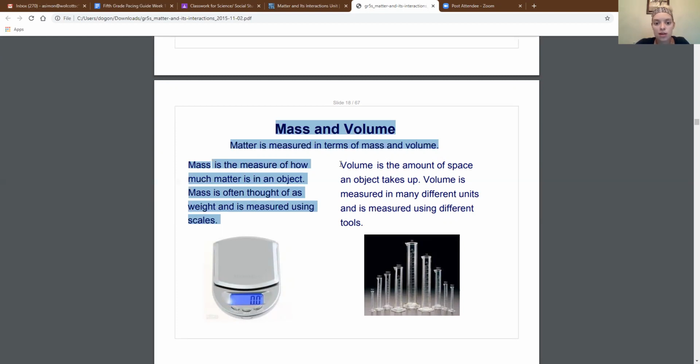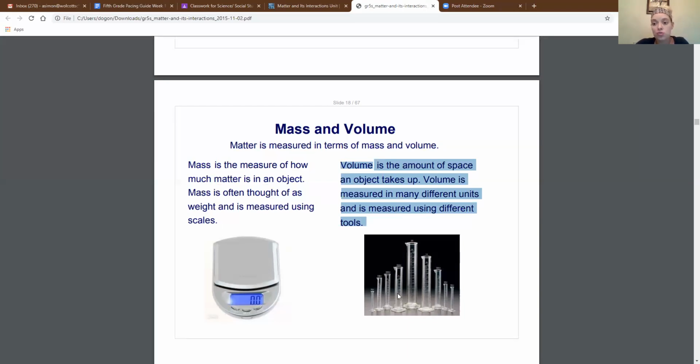And the second thing we use to measure matter besides mass is volume. Volume is the amount of space an object takes up, okay? It's measured in many different units and it's measured using different tools, okay? Make sure you write that down. If we look at this, this is what we call graduated cylinders. Usually we see this being used to measure liquids, okay? You can also think of other things like in your kitchen that you use to measure liquids, like a measuring cup, okay? So a measuring cup is also something you use to measure volume. So it's the amount of space something is taking up.